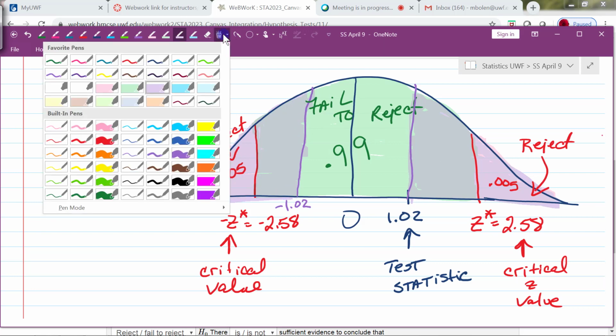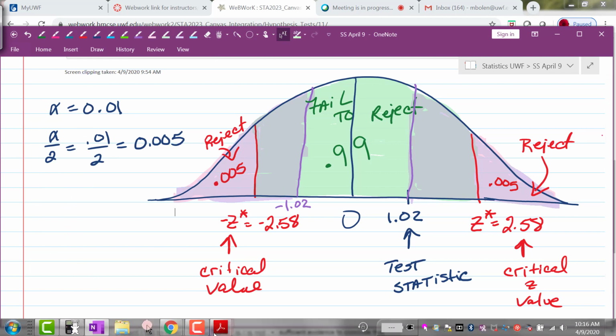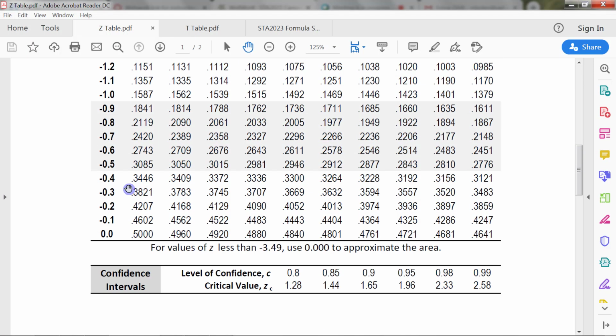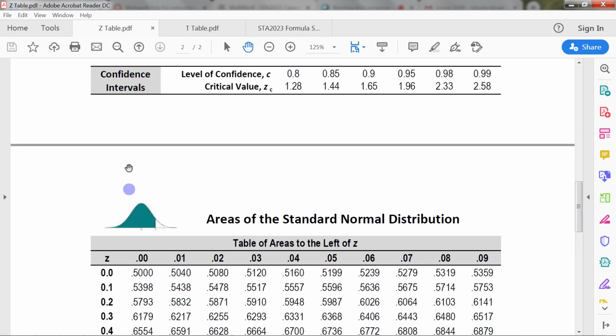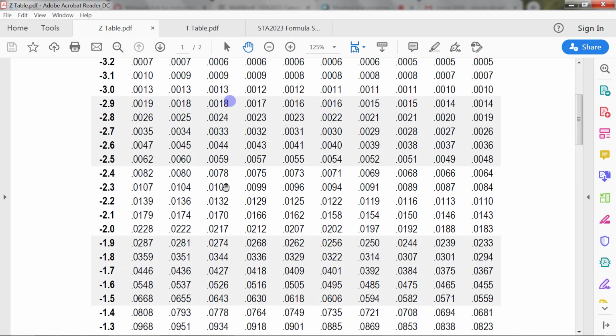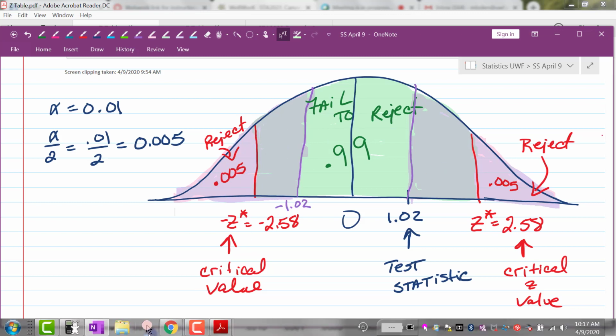And our number, we're going to look up 1.02 in our tables here. It's a positive value, but because I understand symmetry, we're going to look up the negative, negative 1.02, this number right in here, and know that the area under the curve over here is going to be the exact same. And the way your z-tables work, it's easier if I look up negative 1.02.